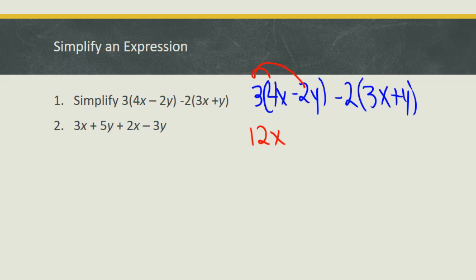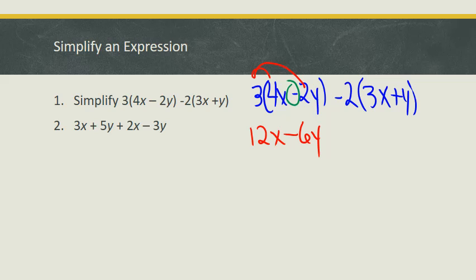And I'm going to distribute the 3 to the negative 2y. And notice that I don't consider that minus 2y. I'm thinking about that as a negative 2y. I'm thinking about that as a term rather than thinking about that negative sign as an operation. So 3 times negative 2y is going to give me negative 6y.